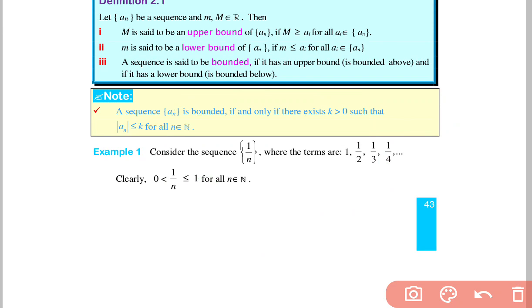A sequence is bounded if it has an upper bound, or bounded above. Likewise, if it has a lower bound, or bounded below. A sequence is bounded if it has both an upper bound and a lower bound.